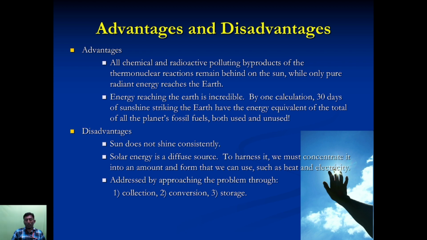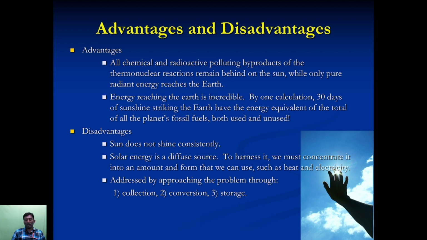And conversion: how are we going to convert the heat energy from the sun into electricity, or the light energy, that is the irradiation from the sun, into electricity, is an important thing here. For converting heat energy into electricity, we use solar thermal systems, and for converting the light energy of the sun into electricity, we use solar photovoltaic systems.